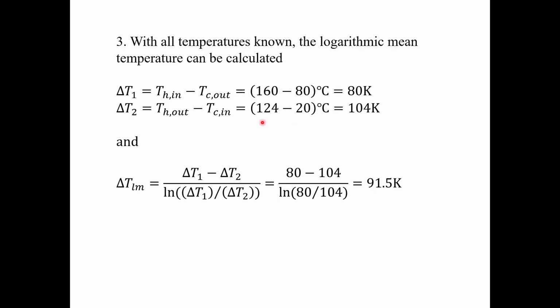Okay, so if you now put the values in this equation here, we can write delta T as 80 minus 104. And please be careful if you are using this equation, delta T1 minus delta T2, then delta T1 should be in the numerator, not in the denominator. Okay, so please be careful which equation you are using. And if you take the values, you have the final log mean temperature difference as 91.5 Kelvin. Okay, so this is how we can calculate the log mean temperature difference for a heat exchanger.